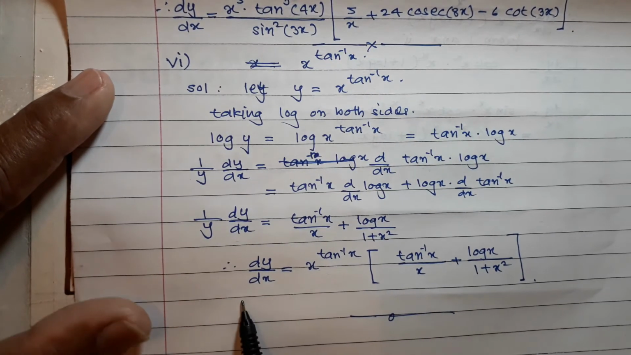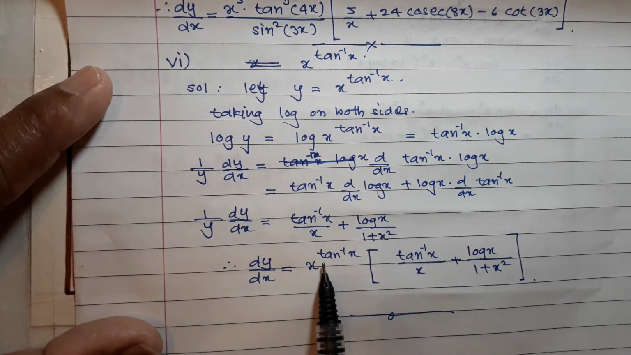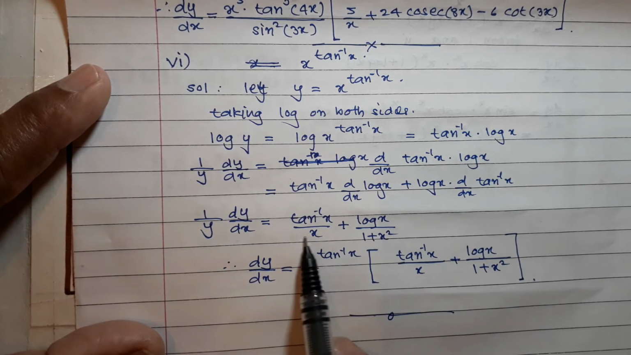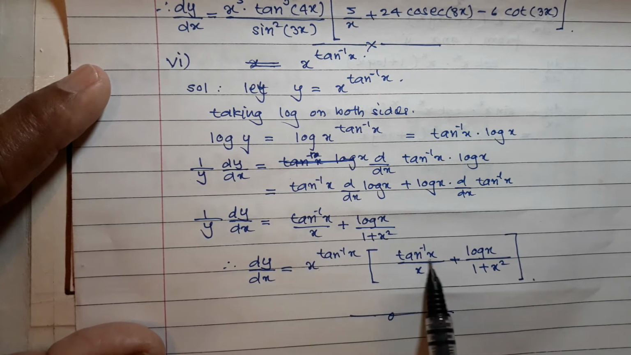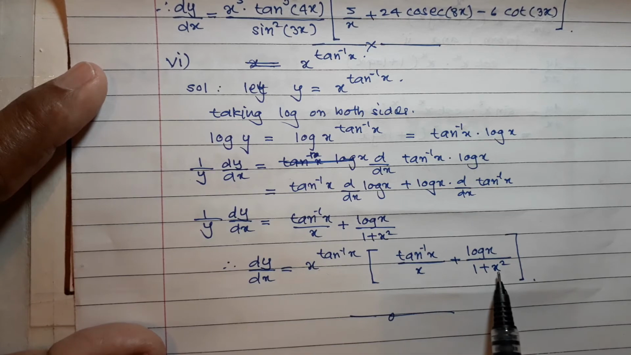And therefore dy/dx is equal to, this y you bring here, x raised to tan inverse x into bracket, write down this differentiation: tan inverse x upon x plus log x upon 1 plus x square. Okay.